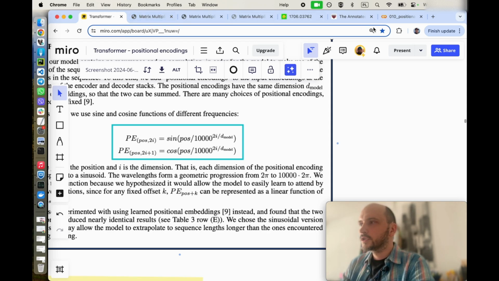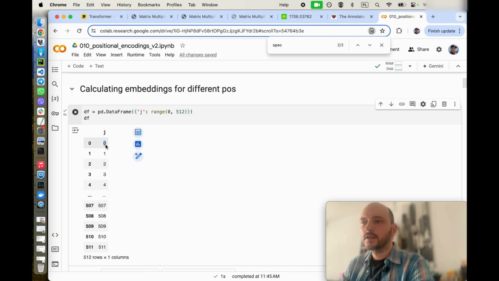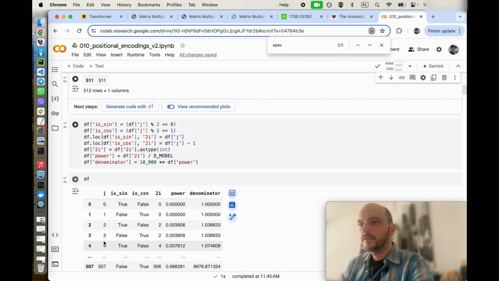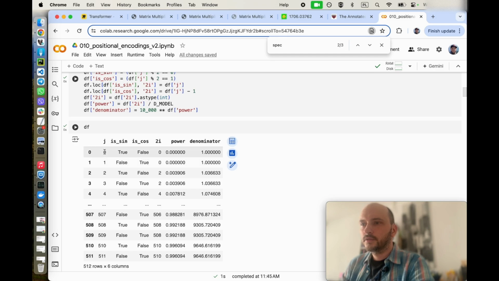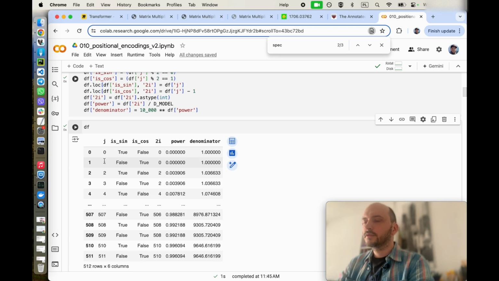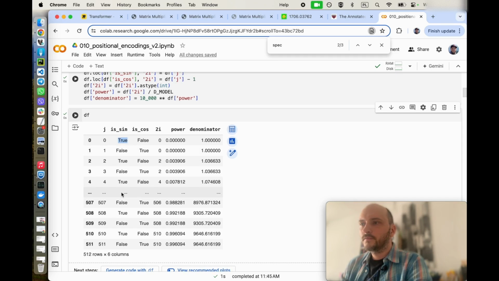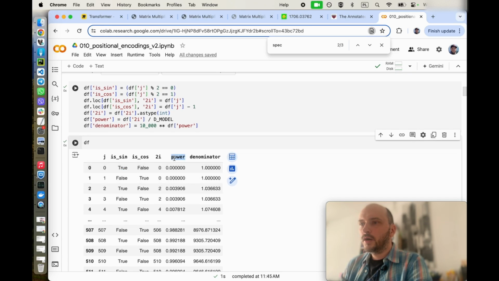So just to have an ability to look exactly at the index of the encoding, I have this j column. Then I calculate 2i based on that, and here it is, j and i. So it's 0, 0, 2, 2, 4, 4, etc. Well, j is just incrementally increasing. Then I just distinguish if it should be sine or cosine. I have a column for that. And then I calculate the power thing.